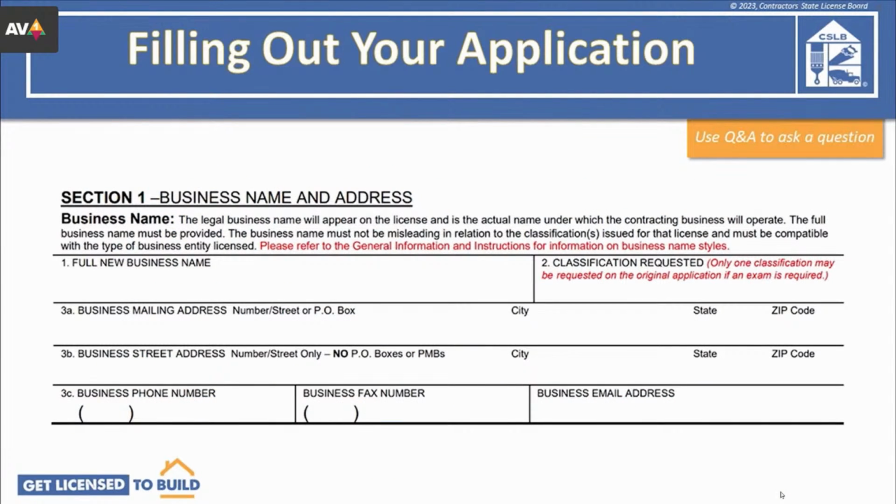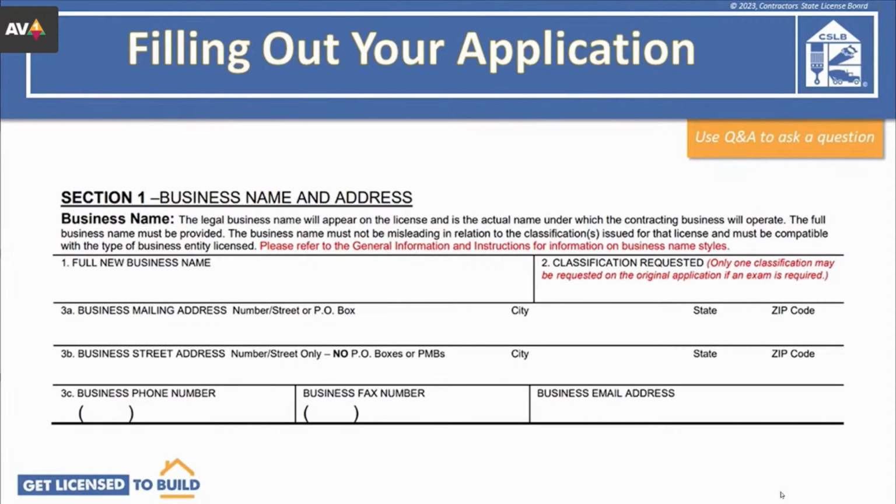Parts of the application, Section 1, Business Name and Address. Now that we've gone through the information you'll need to include, here's a closer look at the application so you can see where the information goes. Section 1 is where you list your business name. Remember, when selecting a business name, make sure the name you selected is compatible with the classification and entity that you're applying for and is not misleading.